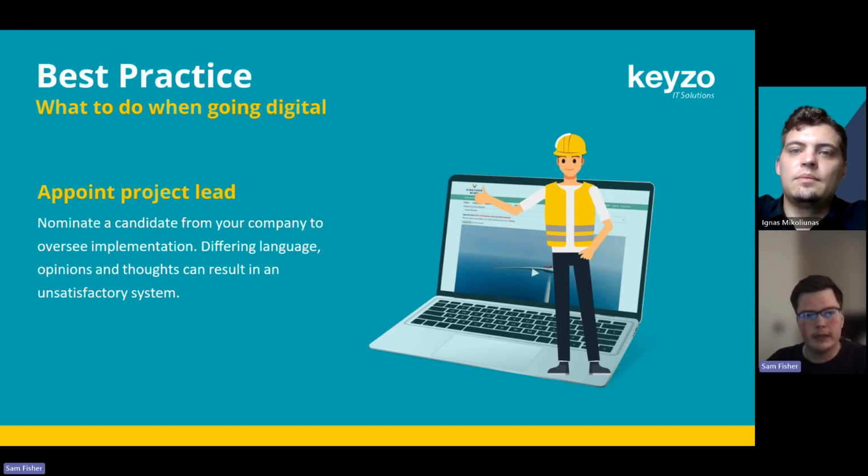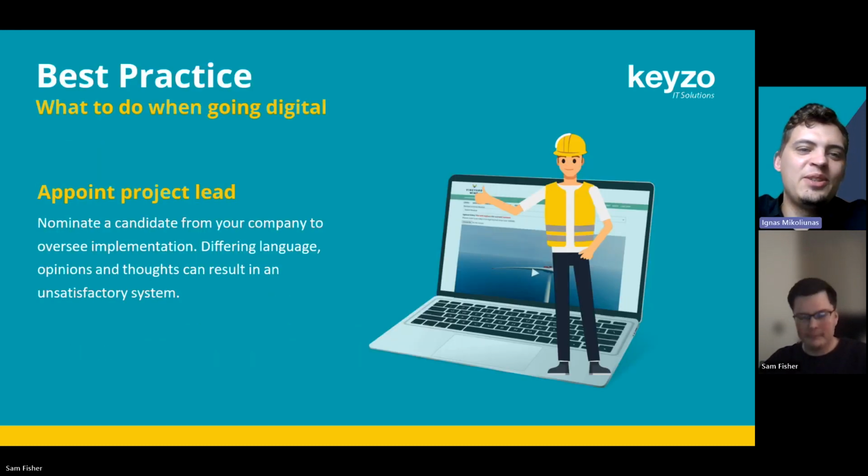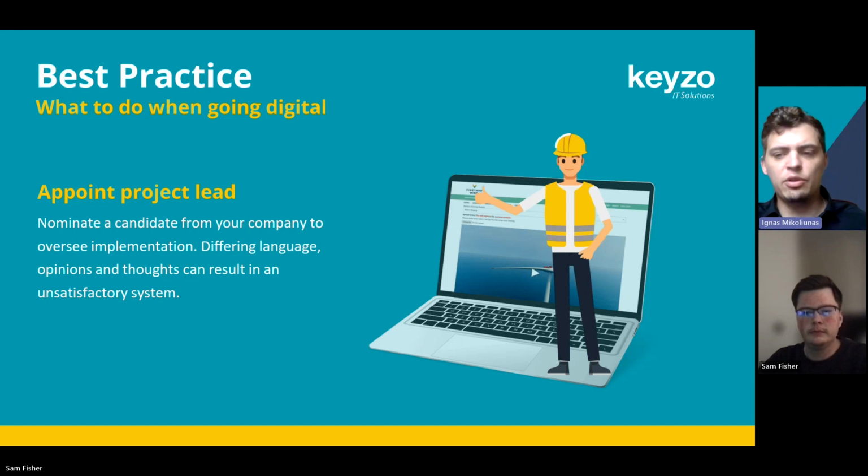I think Ignace is going to quickly mention this one because he's got a nice example for us. Yeah, sorry. This was one I was very keen to include: appoint a project lead. If you're going digital, make sure it lives with a person who is responsible for that. Nominate a candidate from your company to oversee the implementation. Different language options and thoughts can result in an unsatisfactory system. So I have a great example.